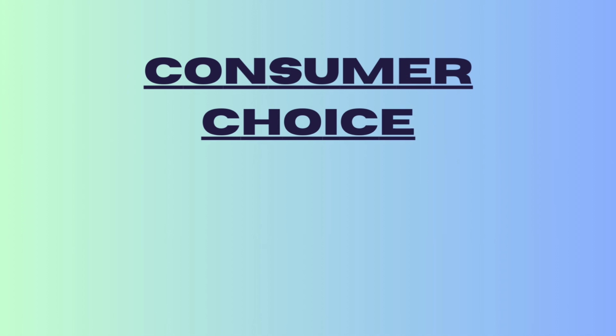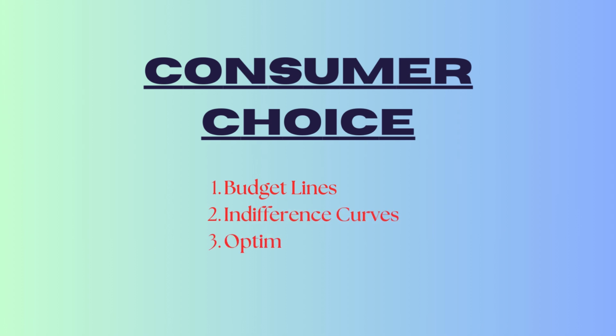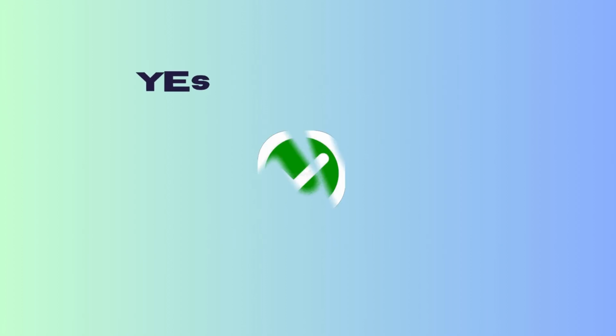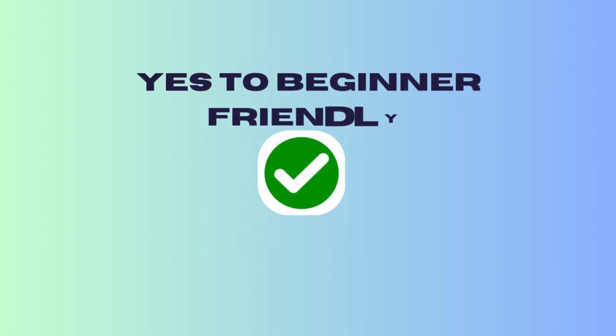Hello, all. In this series, we will be covering the theory of consumer choice. This would be a three-part series where we'll be taking a look at budget lines, indifference curves, and how a consumer chooses the optimal bundle for consumption. Now, this is a beginner friendly series, so even if you do not have any prior experience in economics, you will be just fine. So, let's get into the video.